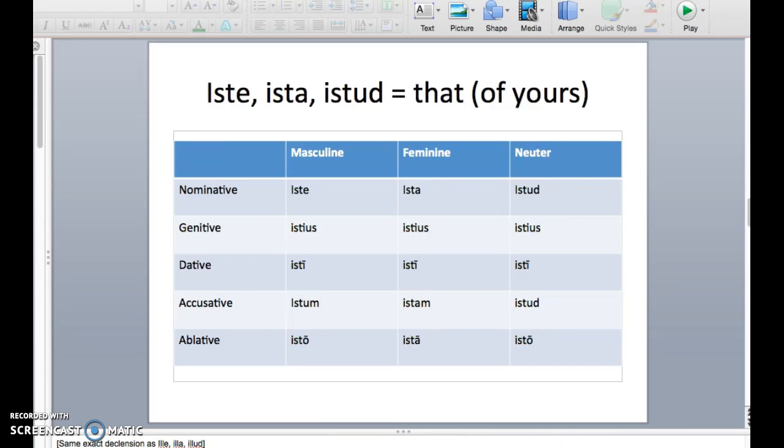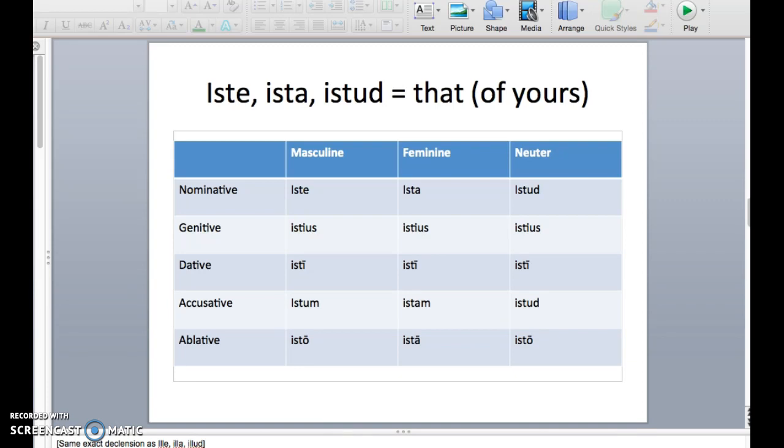All right, let's move on. Iste, ista, istud. If you thought idem, eadem, idem's declension was easy, oh, you're going to love iste, ista, istud. Iste, ista, istud is essentially identical to an adjective we've learned already. I'll give you a second to guess it. Wow, you guys are sharp. It is ille, illa, illud, right? Ille, illa, illud, iste, ista, istud.